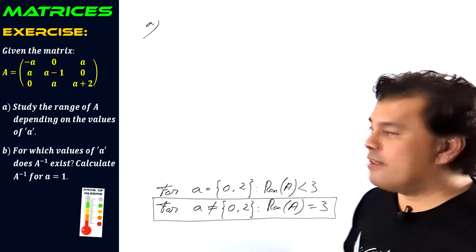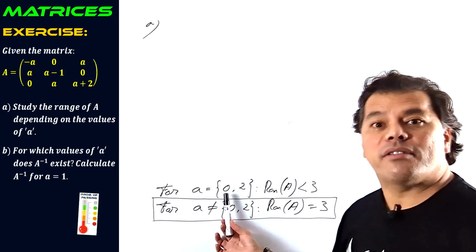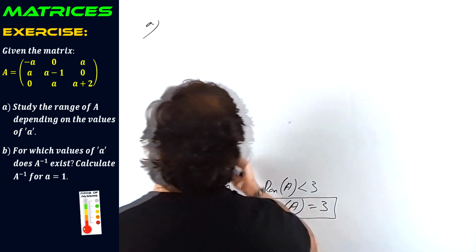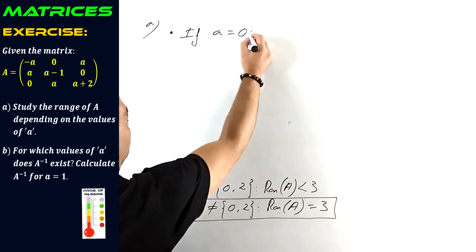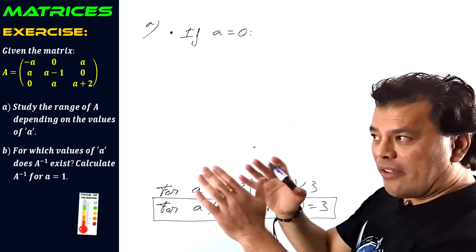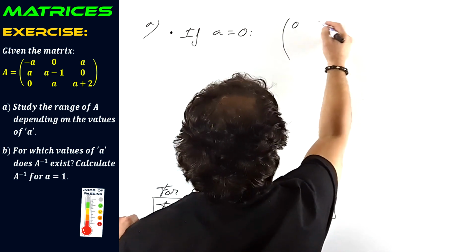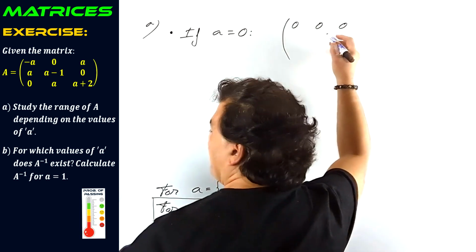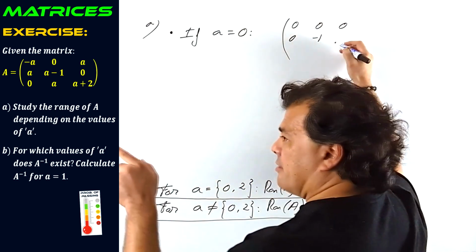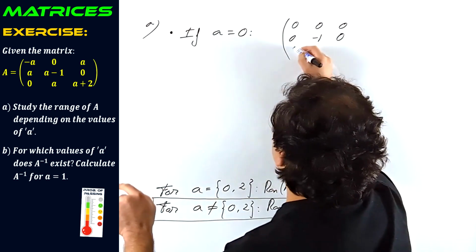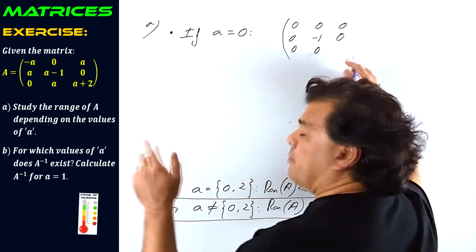As I ran out of space, I've wiped the previous calculations. But what's going to happen if the parameter equals 0? Let's see. If a equals 0, we're going to write our matrix with the parameter being 0, that is 0, 0, 0, 0, 0 minus 1 is negative 1, 0, 0, 0 again, and 0 plus 2, 2.